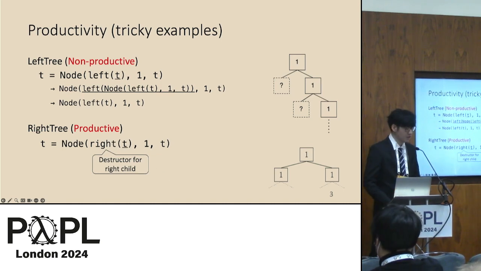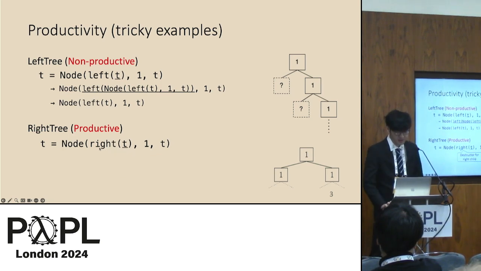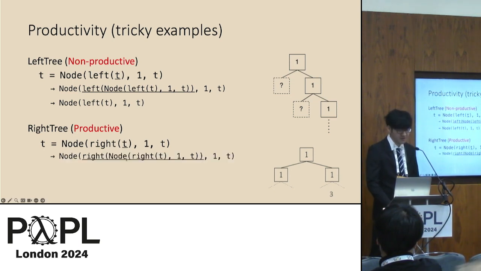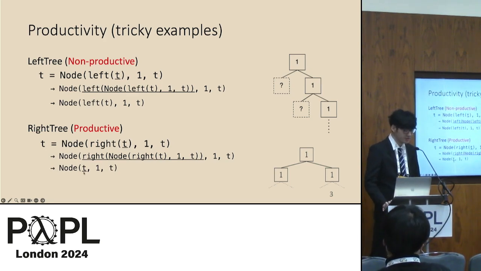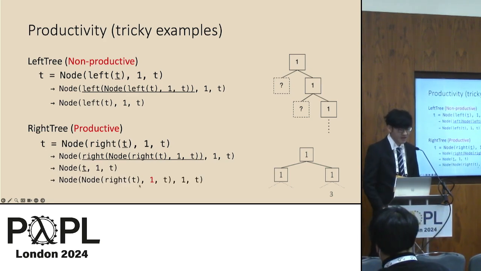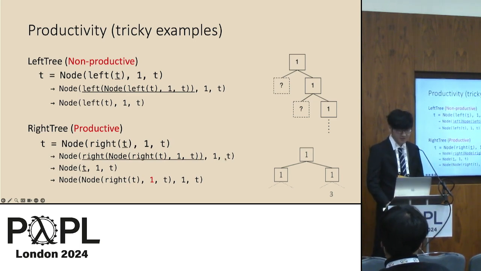Next, the definition of the right tree is here. Right is the destructor for the right child. And on the contrary, we can generate the left child of right tree. We can unfold leftT. We can apply the destructor right. We can unfold leftT again. Then we can calculate the label of the left child as 1. So right tree represents a productive tree in this figure.